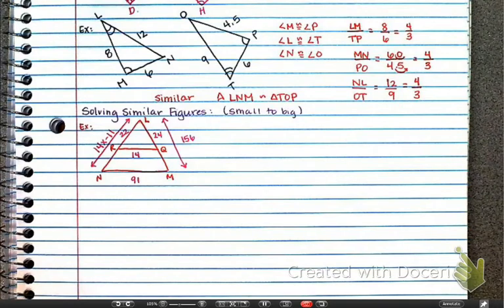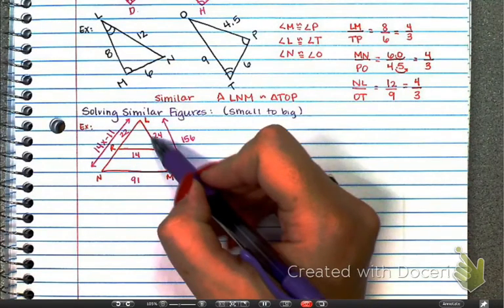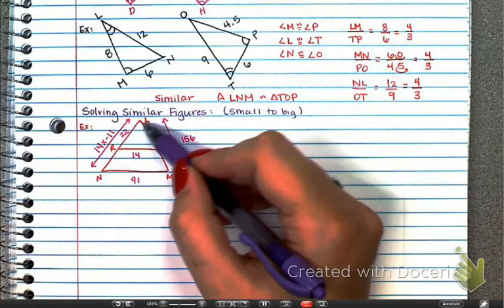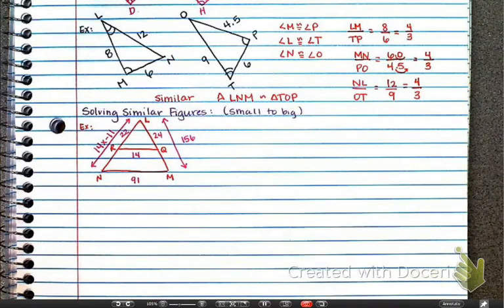Okay, there we go. All right, so if you look at this figure, how many triangles do you see? 2. Does everyone see 2? You should see the small one, which is triangle LRQ, and then you should see the large one, which is triangle LNM. Everyone okay with that? Okay. So we're going to go small to big.